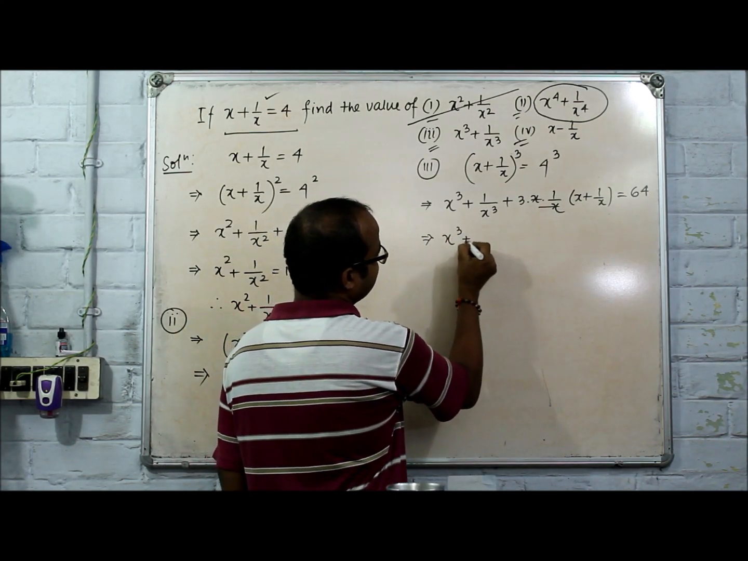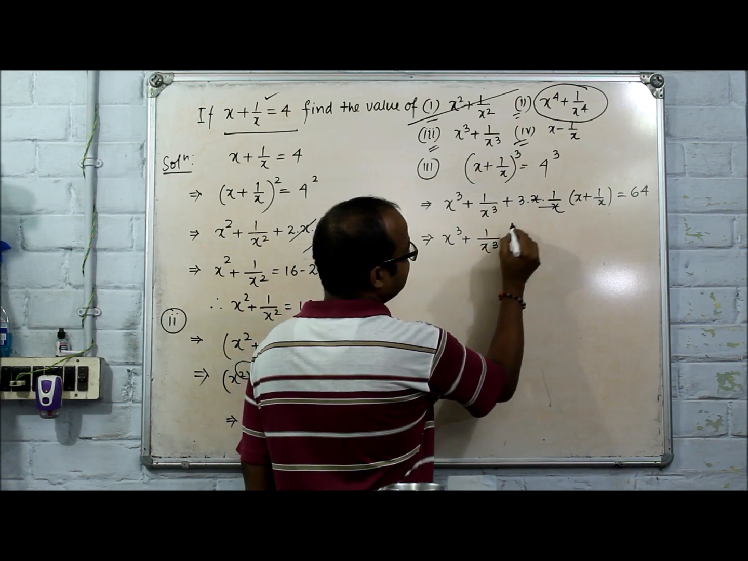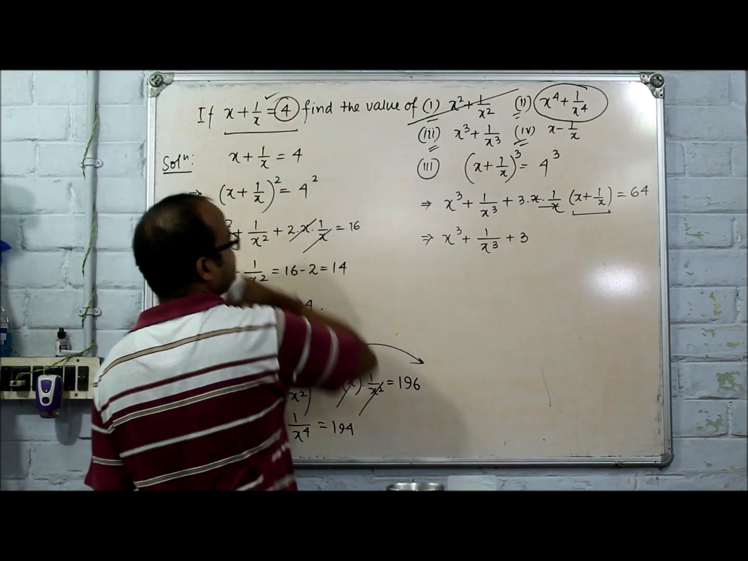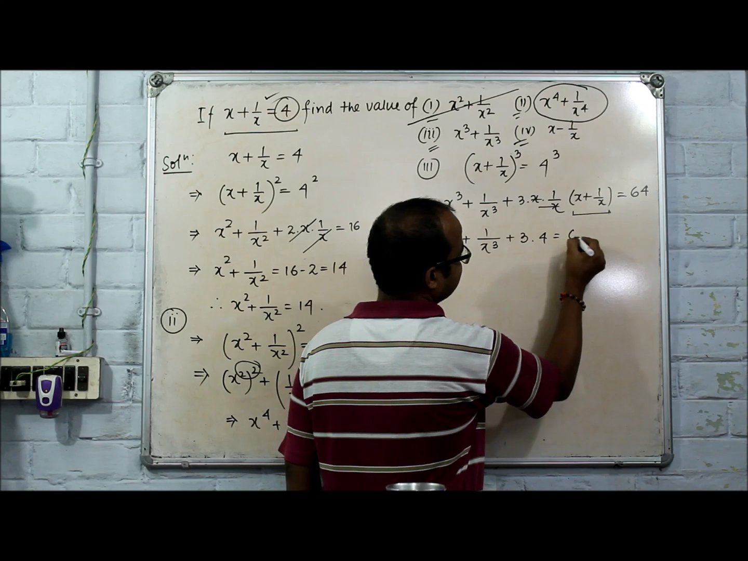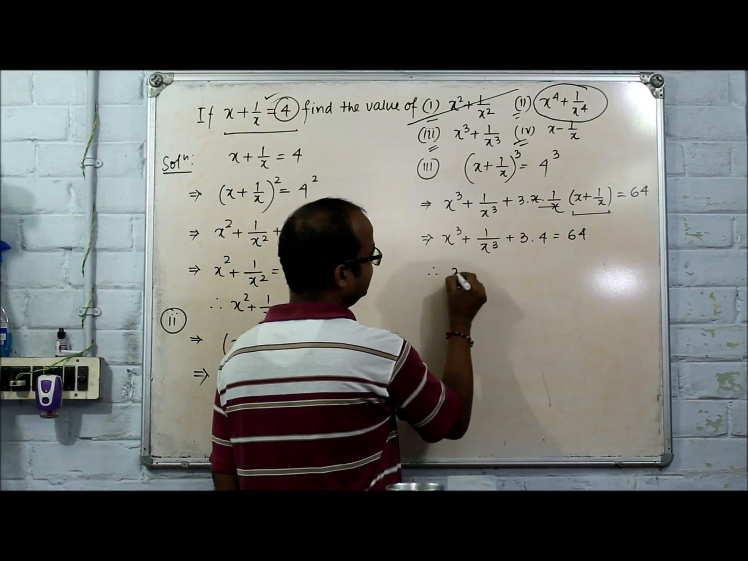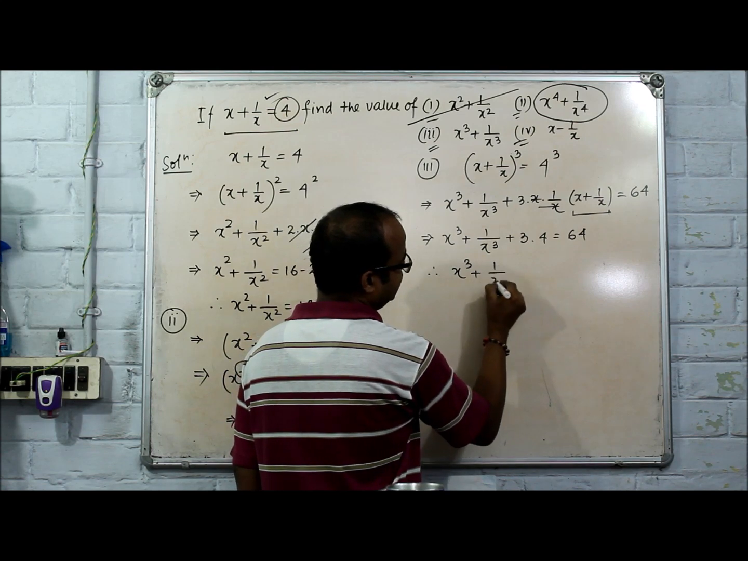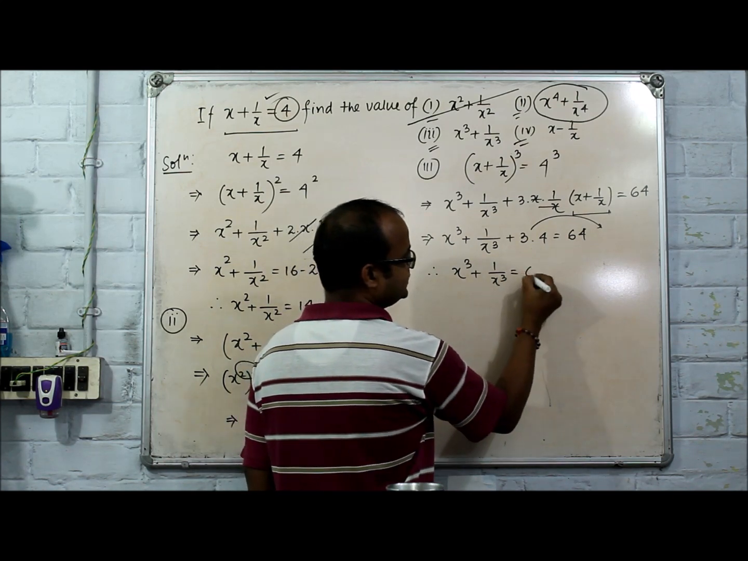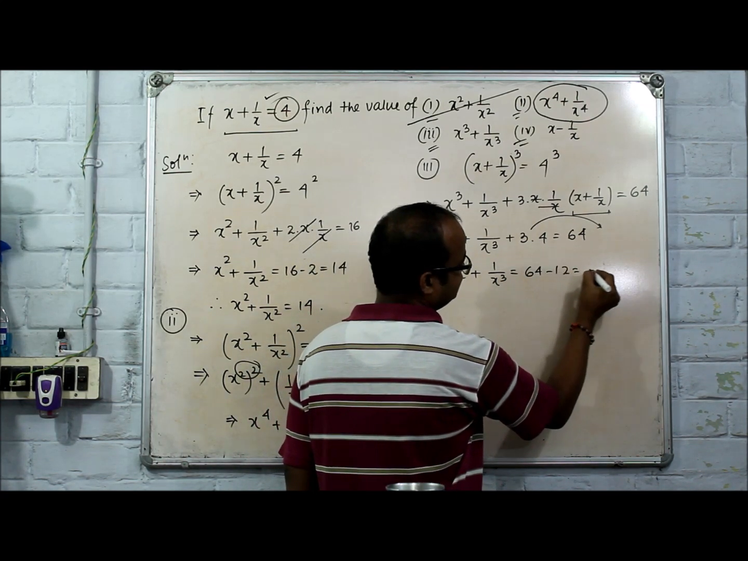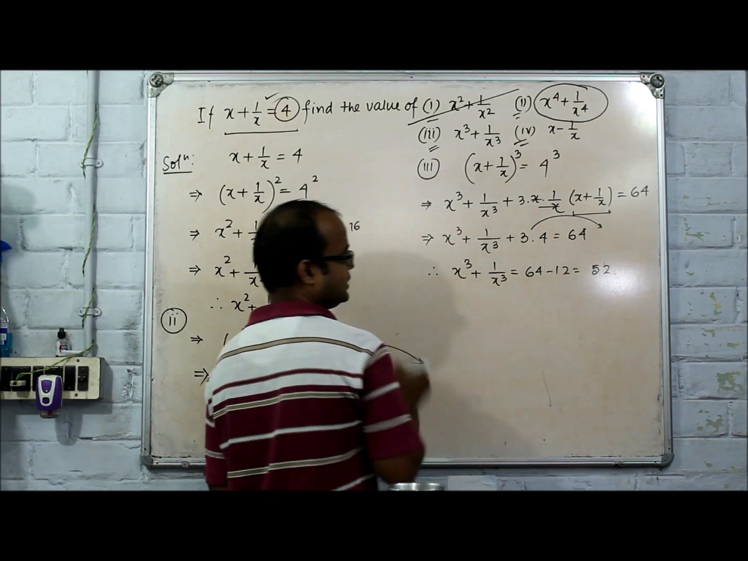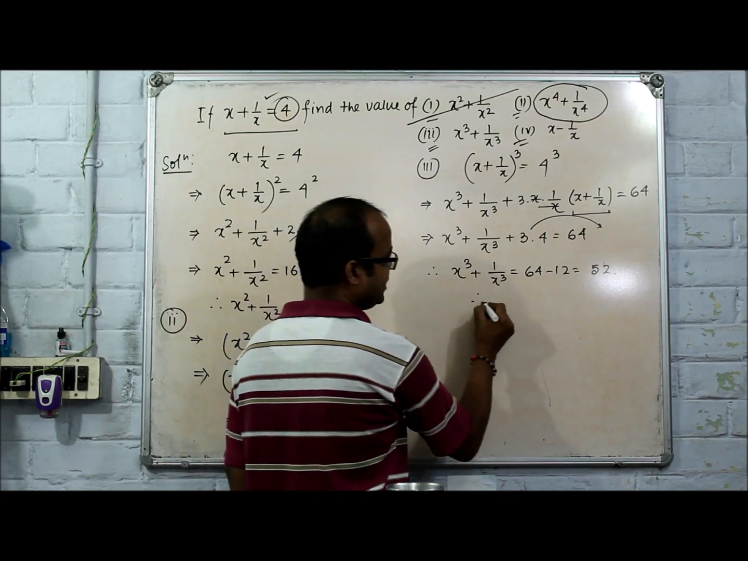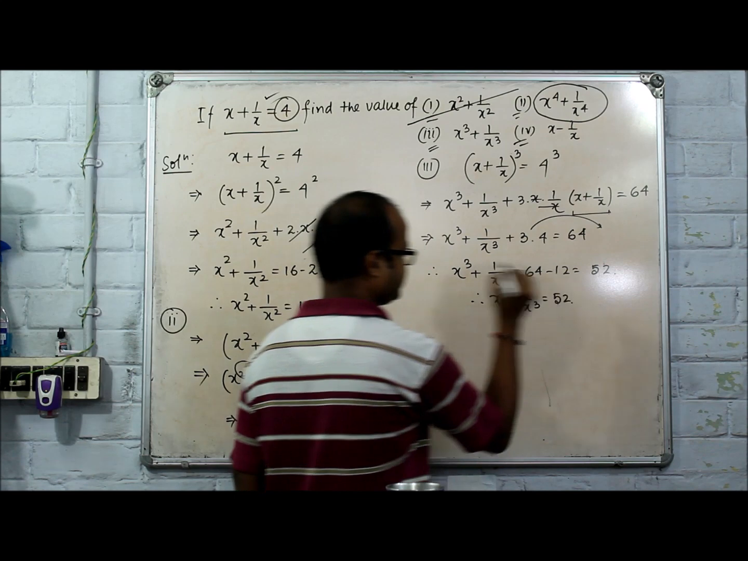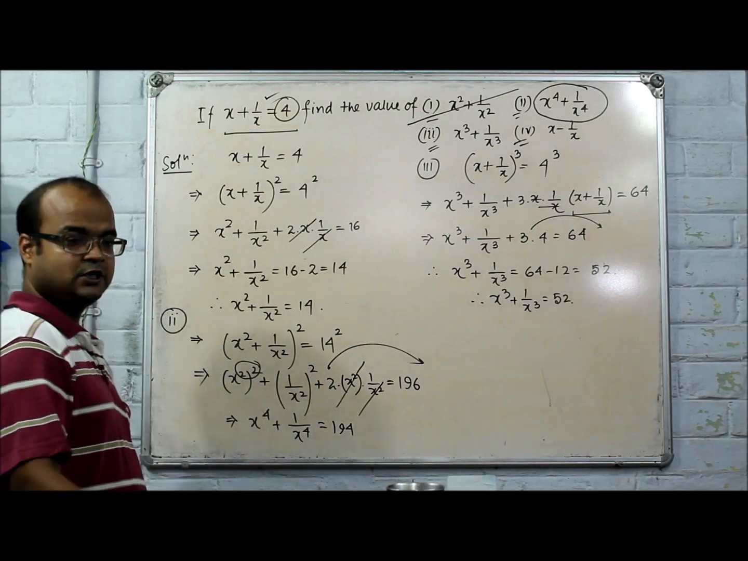So x cube plus 1 by x cube. Now see, you are getting plus 3. Value of x plus 1 by x is equal to 4. So into 4 is equal to 64. Therefore, x cube plus 1 by x cube is equal to 64 minus 3 fours are 12, 64 minus 12. It is equal to 52. So therefore, x cube plus 1 by x cube is equal to 52. Clear?